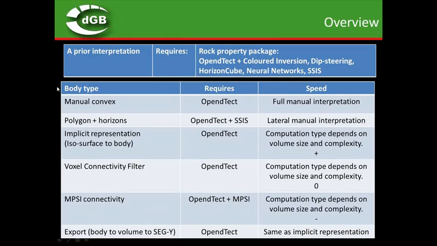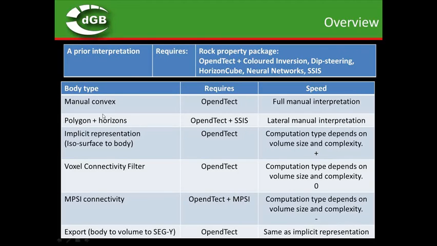When it comes to the body type, in order to pick manual convex bodies, you only need OpendTect. The speed is largely dependent on how chaotic your feature is in the attribute you are using for the picking, and that is because the interpretation has to be done fully manually.